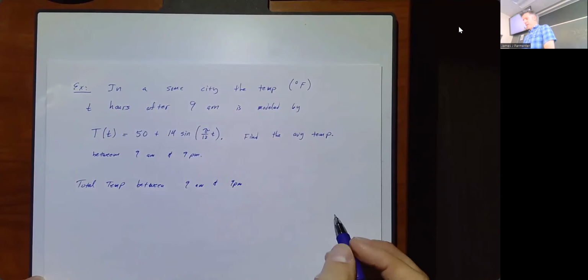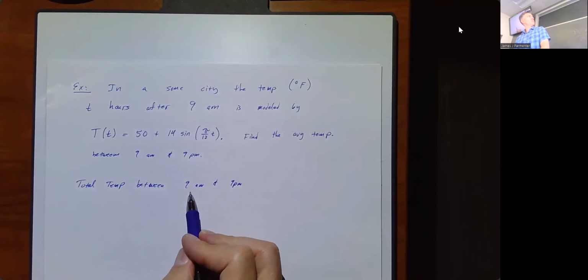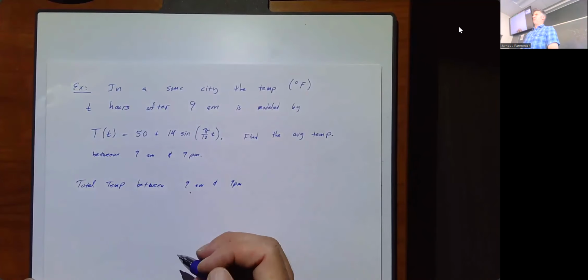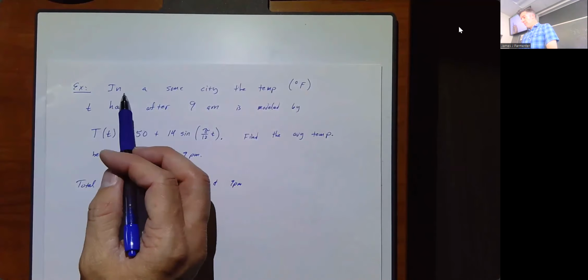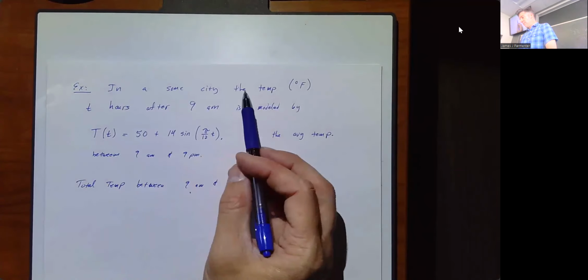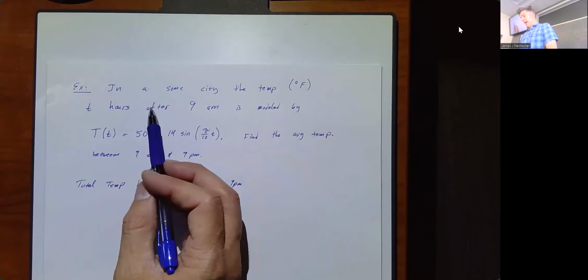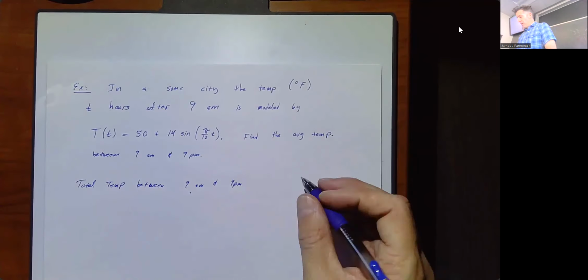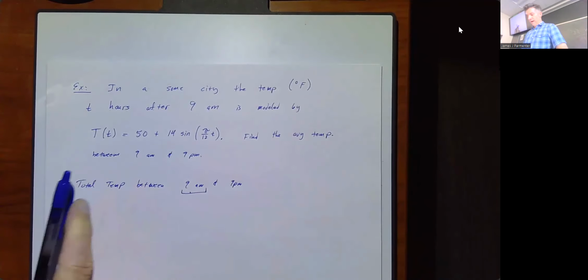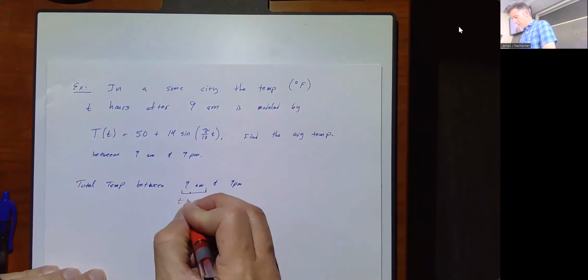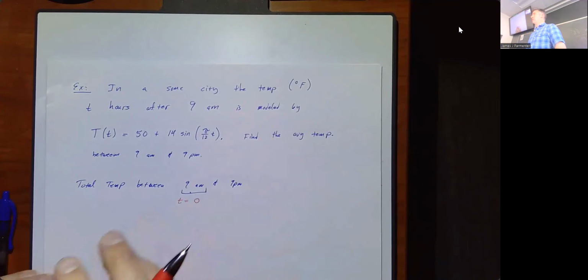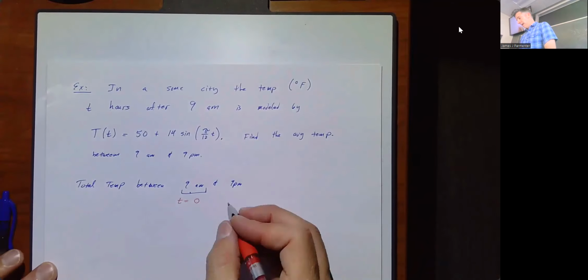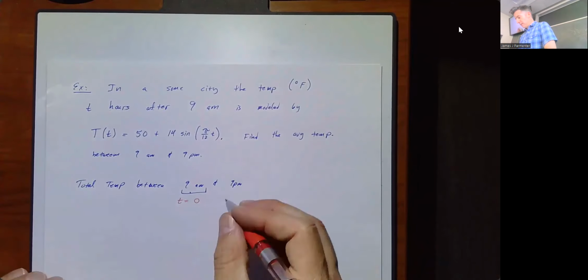Okay, so at 9 a.m., what is my T value? It's not T equal to 9, because the way I'm setting this up, it says in some city, the temperature T hours after 9 a.m. So if I want actual 9 a.m., I should be setting T equal to 0, because I want 0 hours after 9 a.m. And then at 9 p.m., I should be setting T equal to what?